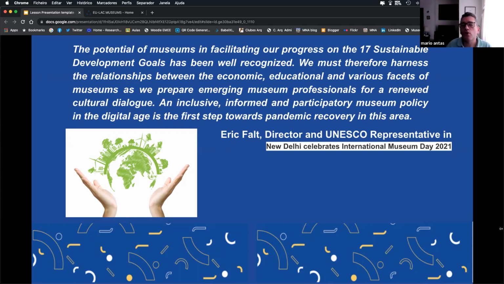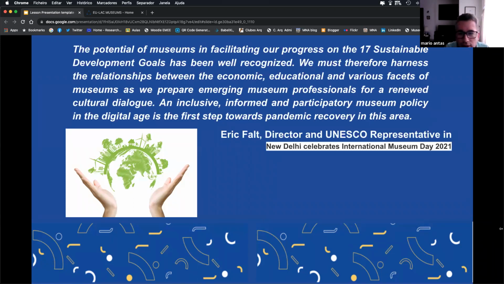I just want to quote Eric Falt, director and UNESCO representative, at the celebrations of International Museum Day in New Delhi. When we talk about museums, we are talking about facilitating our progress based on the 17 Sustainable Development Goals. And of course, the museum is important in this field.